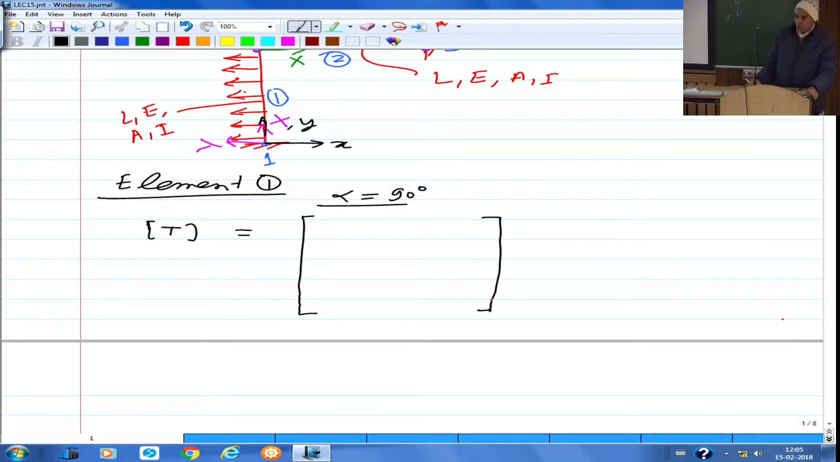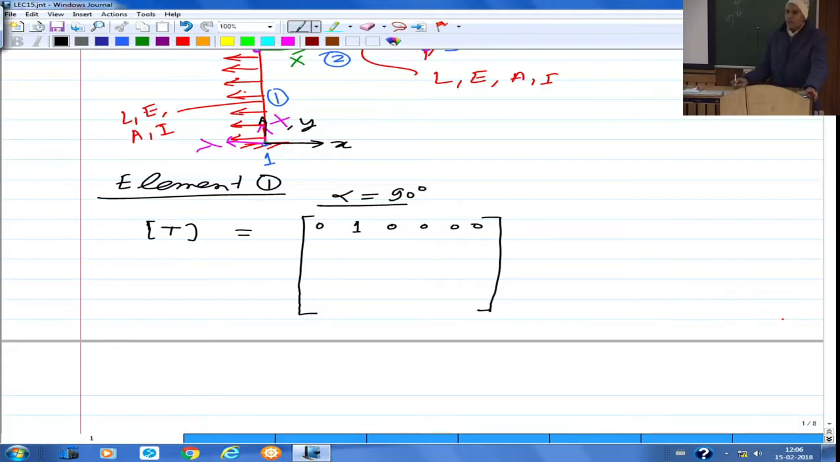So what would be the transformation matrix? We had already defined that in the last class, isn't it? So this was cos alpha, sin alpha. So it is going to be cos alpha is 0, sin alpha is 1, because alpha is 90 degrees here. So 0, and then of course we have these zeros.